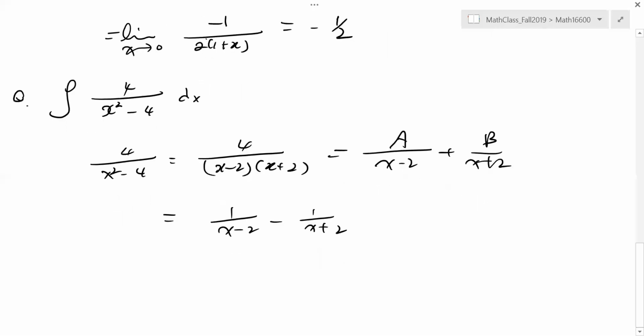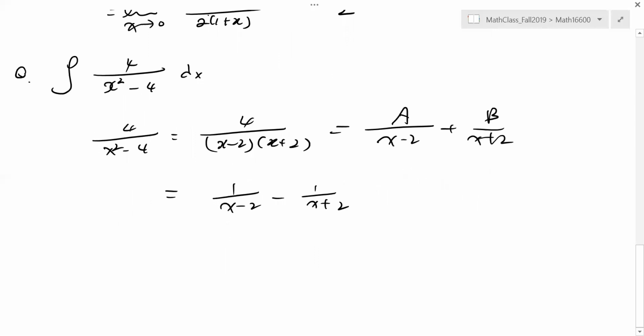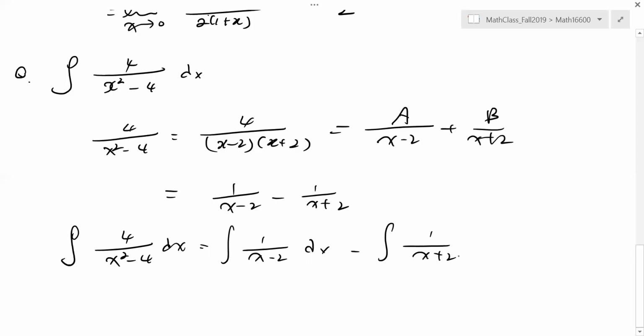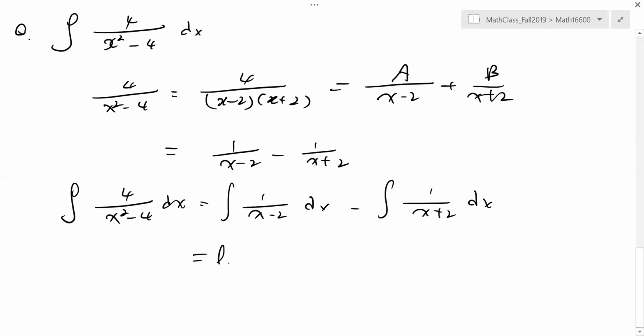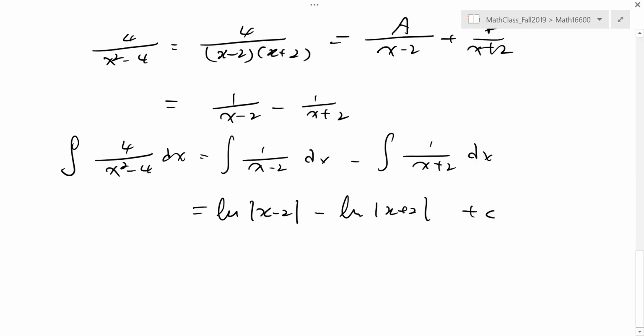Because we want to save you time, we don't want to spend lots of time finding A and B. That's a quick, direct way to do that. Maybe if I don't put the 4 on the top, you have to divide by 4, because you create a 4 here when combining those 2 terms. All right, then the integral of 4 over x squared minus 4 dx is going to be the integral of the first term, natural log absolute value. Don't forget the absolute value. Plus a constant. There's no need to combine them into one fraction.